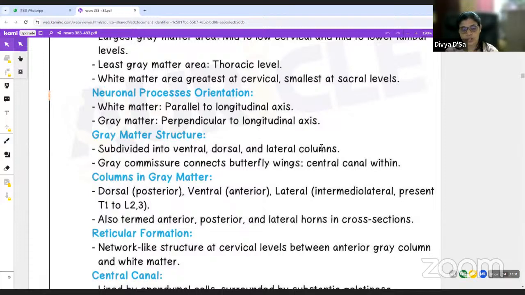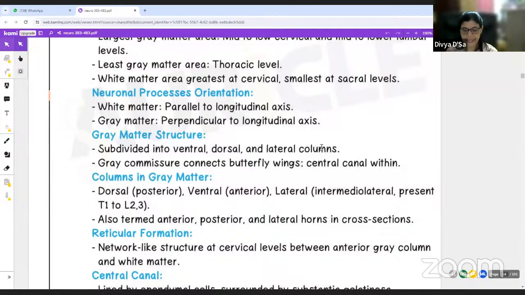Okay, so what are the columns in the gray matter? We have the dorsal, which is otherwise called posterior, ventral, anterior, and lateral. Lateral is the intermediolateral part, which I told you, where the gray matter can show a horn.